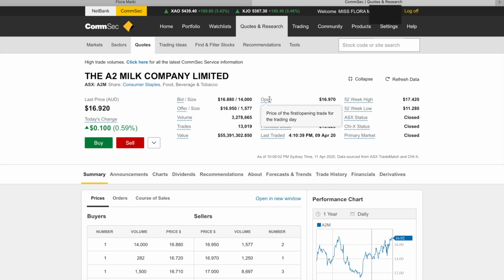So the open price for that Thursday was $16.97. The highest price that it went to was $17.23 for that day, and it went as low as $16.62. You can see that the previous close on Wednesday night was $16.82, but then it opened at $16.97. Can you see there's a variance there? It didn't open with the price that it closed at the previous day.